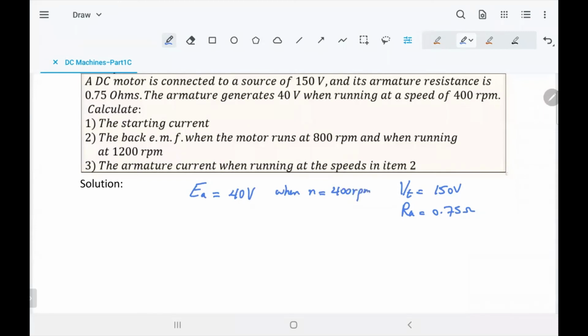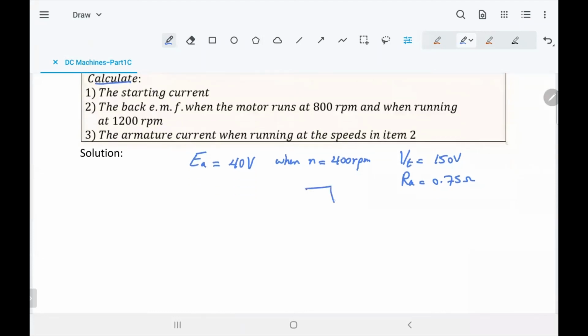All right. Let's start now. Calculate the starting current. We want to know the starting current, what current the machine will take when you start it. If you look at the circuit, the resistance is in series. That's your RA, and the current here is IA. And if separately excited, that's the supply you're going to have, V terminal.